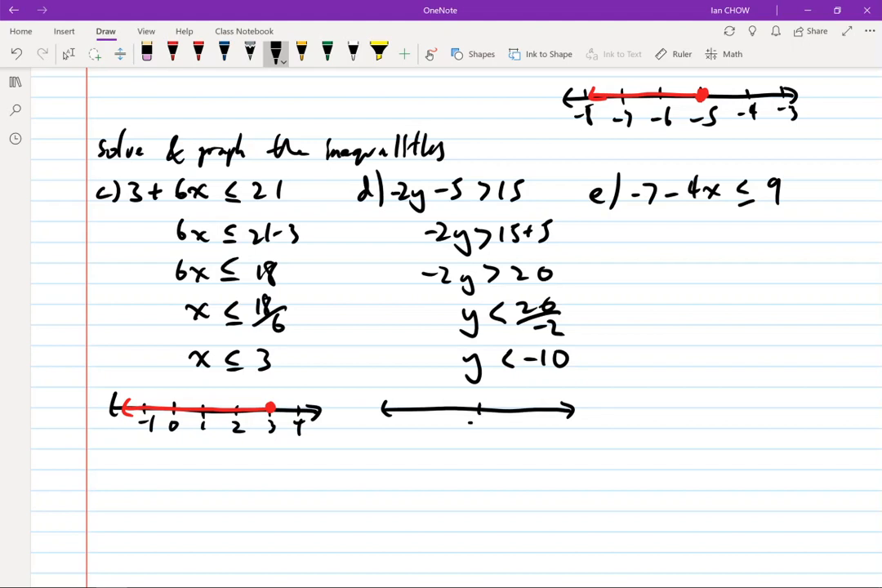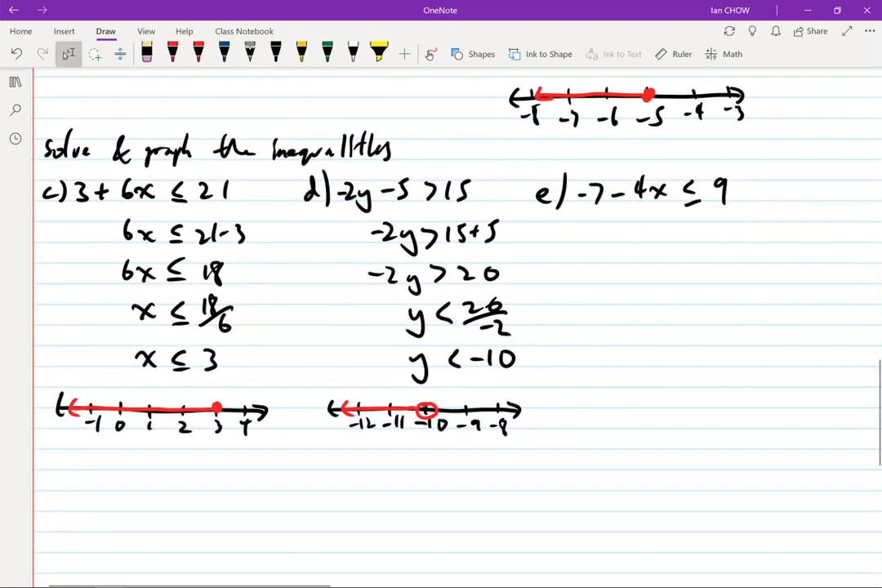Let's just say negative 10 is here, and then more negative, that's negative 11, that's negative 12, and then we have negative 9 and negative 8, and then it's less than, so not including 10, so it's a hollow dot, and then we draw an arrow to the left. All of the answers seem to be less than, to the left. Let's see if it changes for the last question, E.